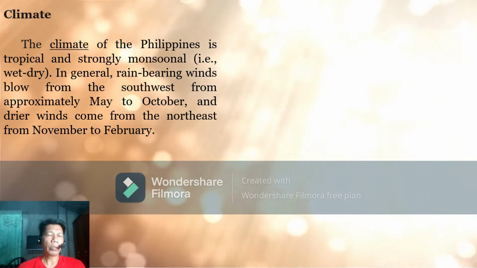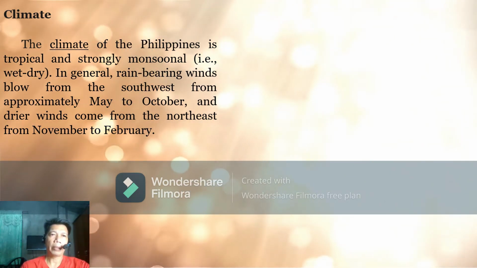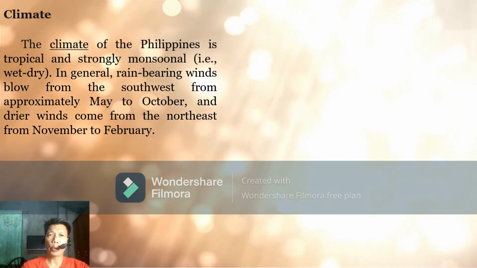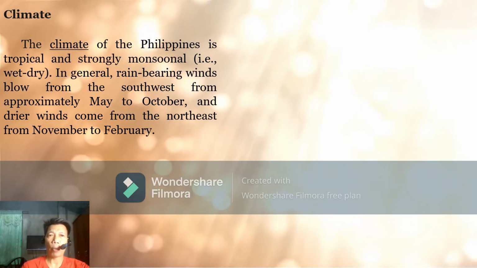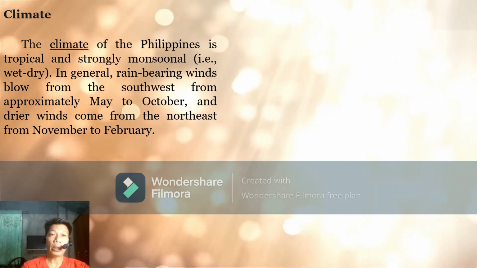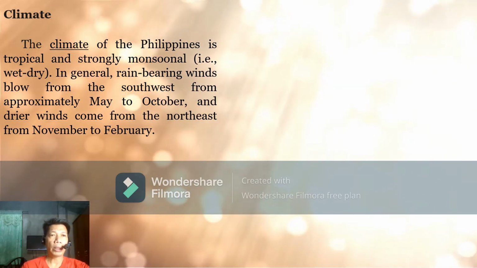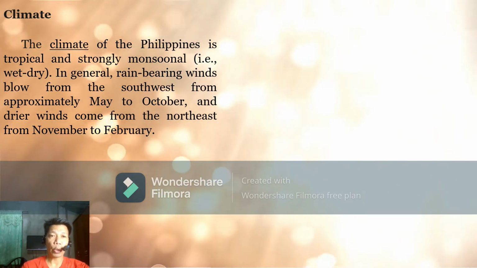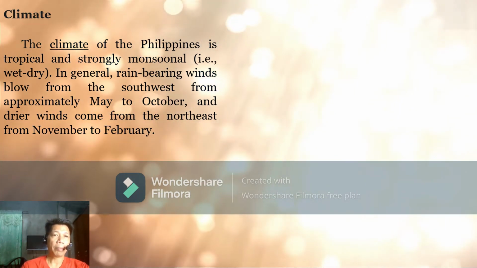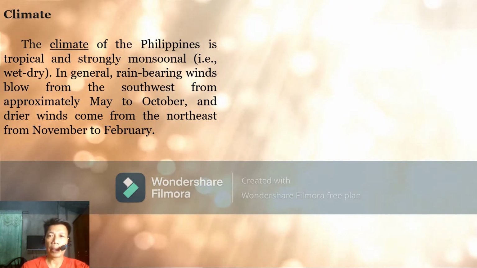Now let's move on to the discussion about the climate. The climate of the Philippines is tropical and strongly monsoonal, which means wet and dry. In general, rain-bearing winds blow from the southwest from approximately May to October, and drier winds come from the northeast from November to February.